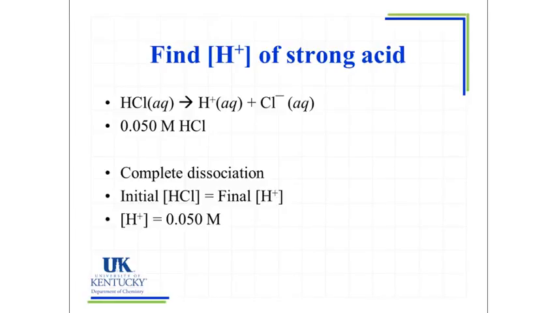So if we have a complete dissociation and we know the initial concentration of HCl, then we can also find the final concentration of H+ because it will be the same as the initial. Therefore, our H+ is going to be equal to 0.050 molar.